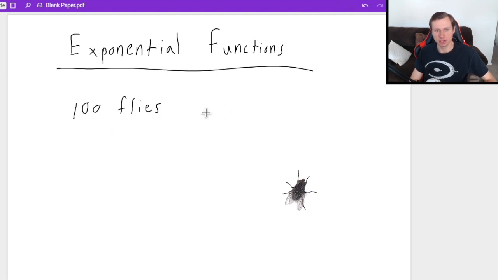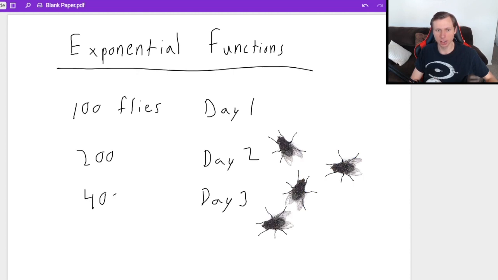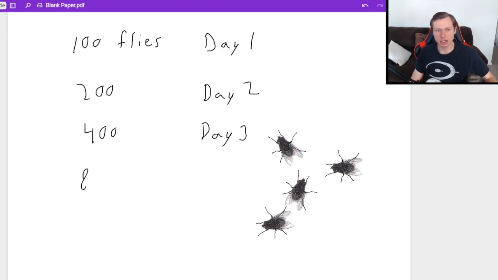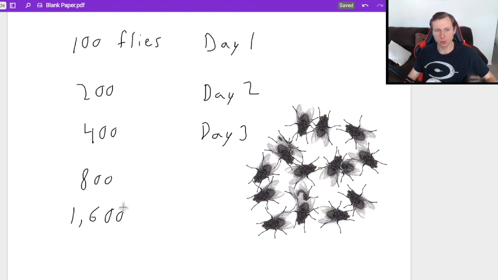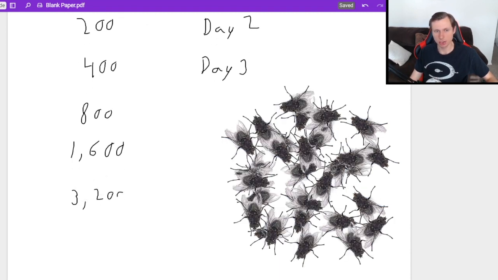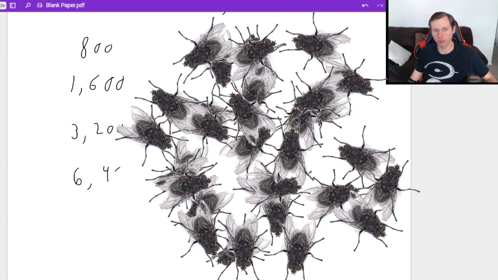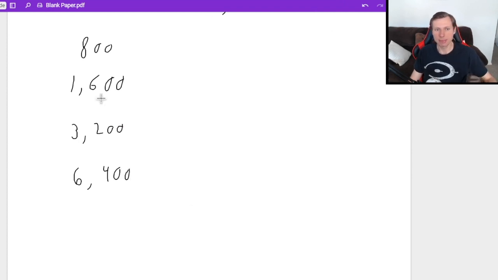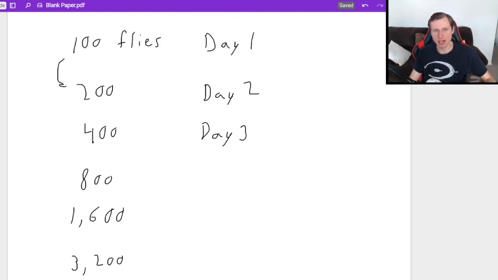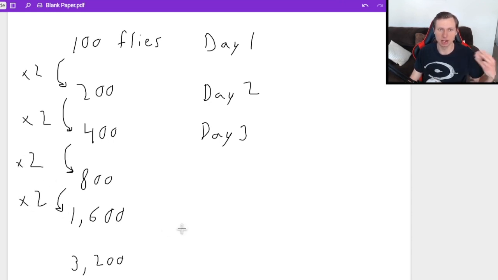So after day 1, you have 100 flies. After day 2, you're going to have 200. After day 3, it doubles again, so 400. And you can imagine this is going to get pretty big pretty quickly. 1600, 3200, eventually 6400. It eventually goes up every time. But notice here the trend is that every time you are multiplying the number of flies by 2. This is what makes it an exponential function, when we're multiplying by some number every time.